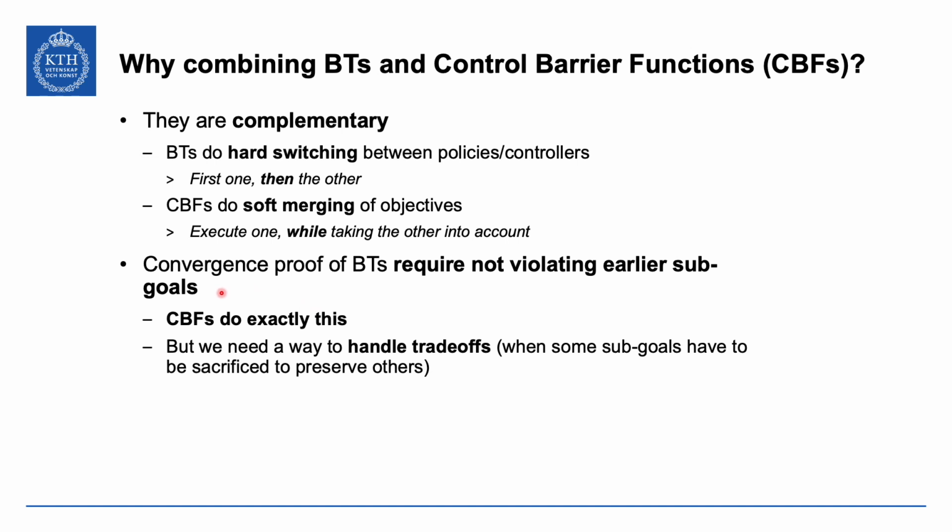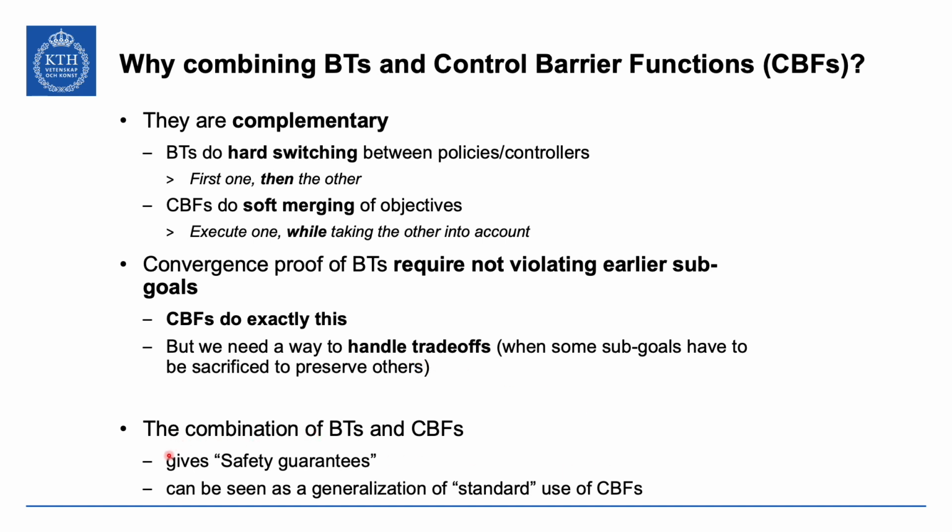And furthermore, convergence proofs of behavior trees require not violating earlier subgoals. And control barrier functions do exactly this. They provide guarantees for not violating earlier subgoals in terms of staying in certain sets of the state space. And we also need a way to handle tradeoffs when some subgoals have to be sacrificed to preserve others. So this is kind of a result of the combination of control barrier functions and behavior trees that we will see.